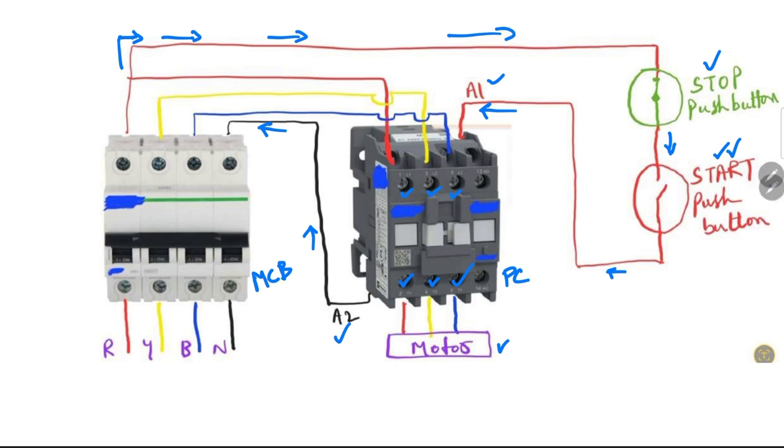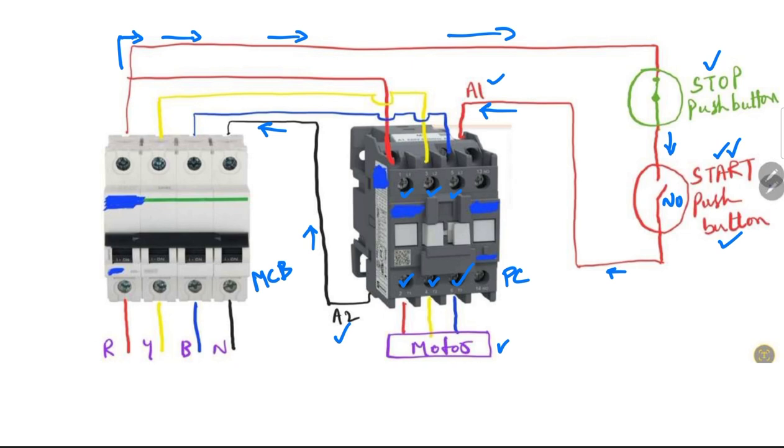Now let us start. I am pressing this start push button. When I press it, this normally open contact gets closed, the circuit gets closed and the single phase supply is supplied to the coil. Now the coil is in energized state. As the coil is energized, the L1, L2, L3 contacts get closed, the three-phase supply goes to the motor and the motor starts running.